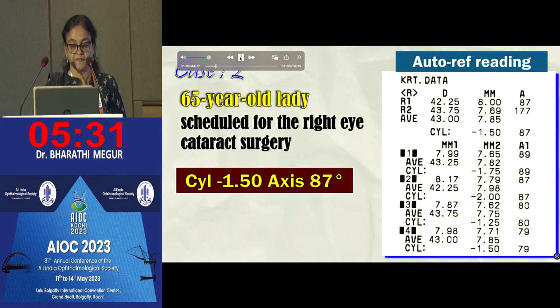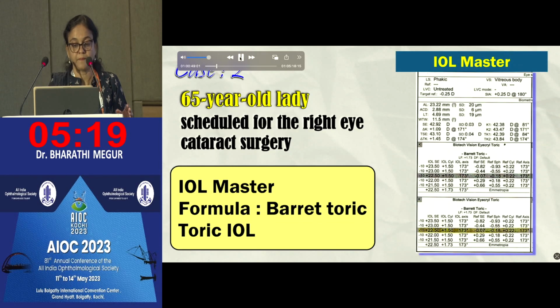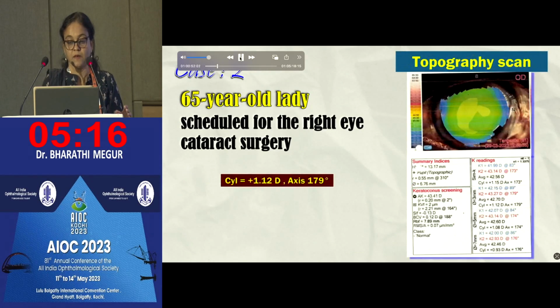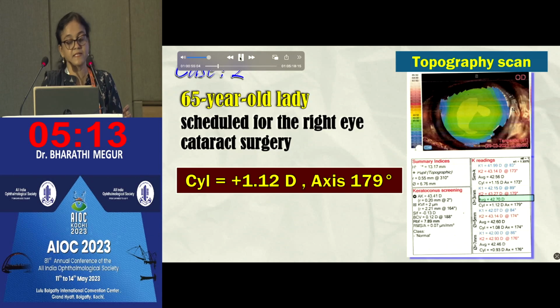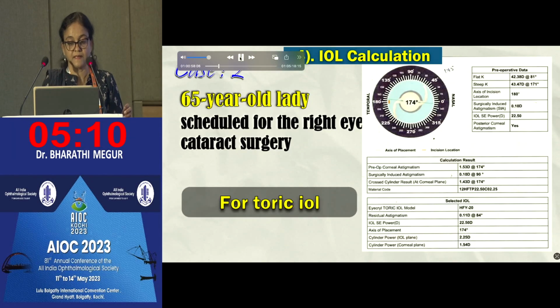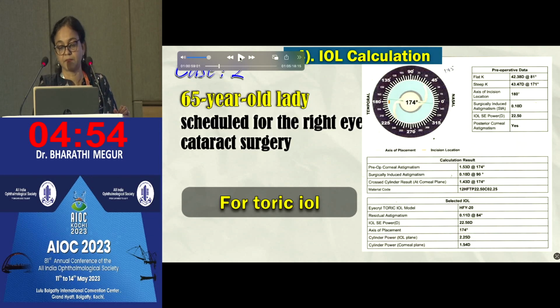Coming to the next patient, here again, this is a 65-year-old lady. She has against the rule astigmatism of minus 1.5, axis at 87 degrees. We obtained 4 important biometric measurements from auto-K reading, a topography scan, an immersion scan, and also IOL Master 700. This patient had chosen an Indian toric. These IOL manufacturers have their own toric formulas, and finally we obtained a toric lens which had to be implanted at a steep axis of 174 degrees, and the patient did well and obtained 6/6 vision.